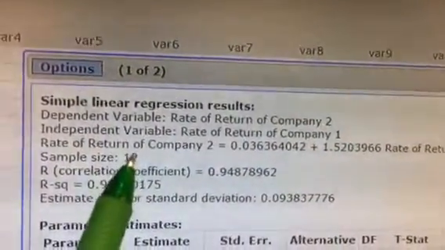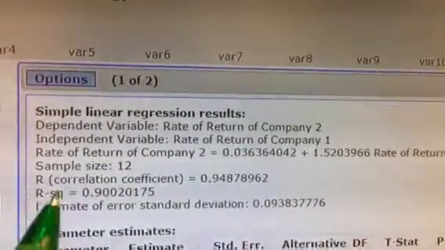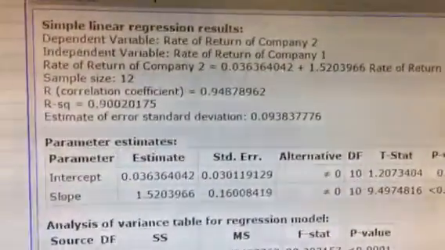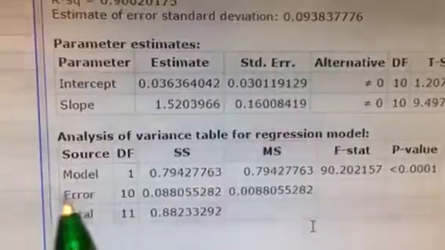That means there were 12 pairs of points. There is your correlation coefficient, your R. We're going to need R squared in a few minutes. We'll use that. If they ask you to find the sum of the squares residual, that is right here, SS error.